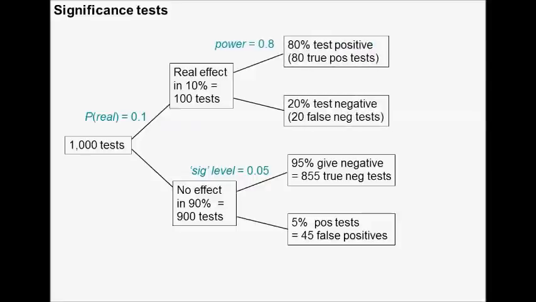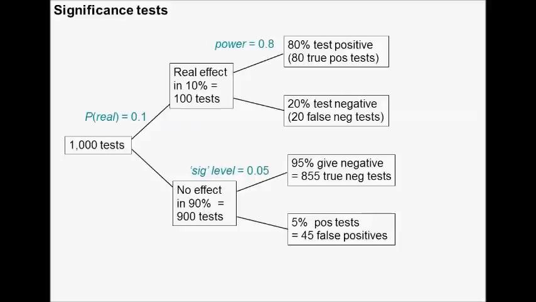So let's suppose that the power of our significance test is 0.8. That means you have an 80% chance of detecting an effect when there is one. In these 100 tests, there is a true effect, and we'll detect that correctly in 80% of the cases, 80 true positive tests. We'll also have 20 false negative tests where we fail to detect an effect when it's there.